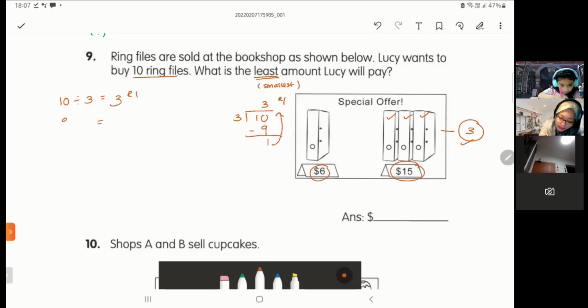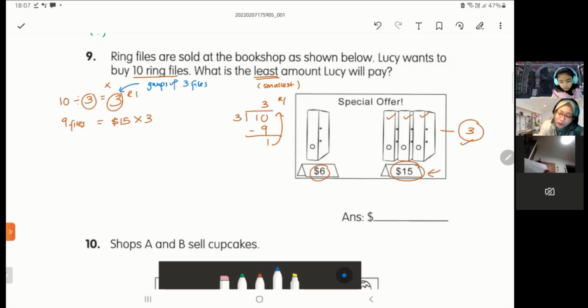So you get only 9 files. How do you get 9? 3 times 3. It will be $15 from here times 3 groups. So this 3 tells me the groups of 3 files. In this case, there are 3 groups of 3 files. One group of 3 files costs $15. Times 3 equals $45.